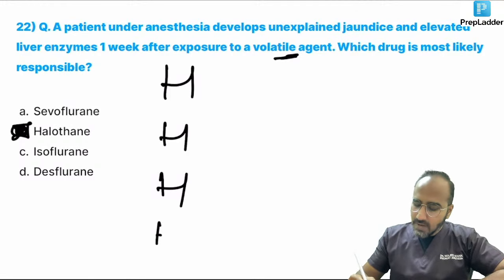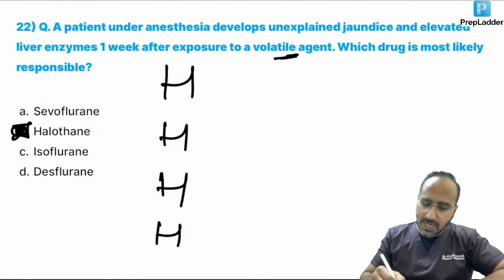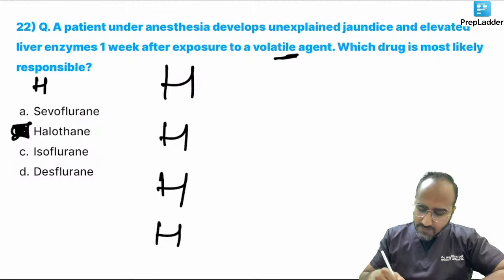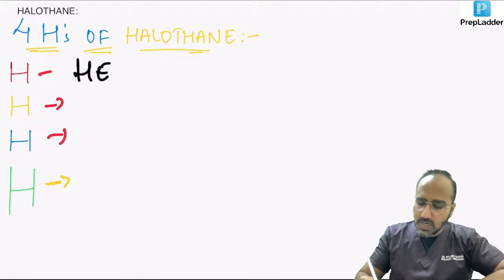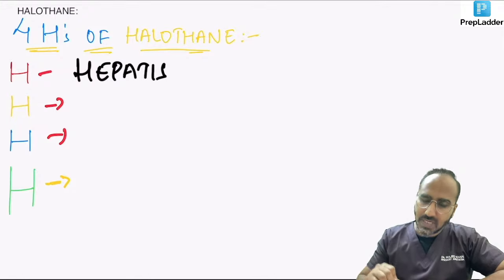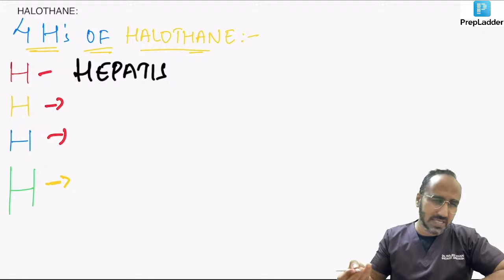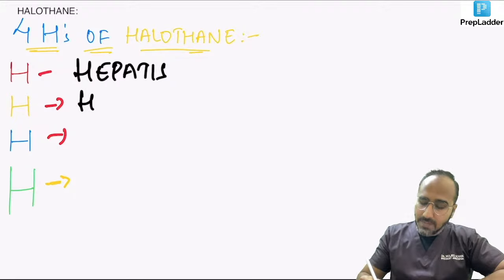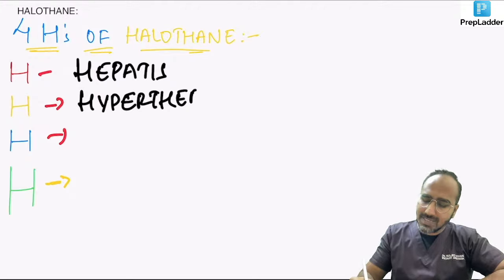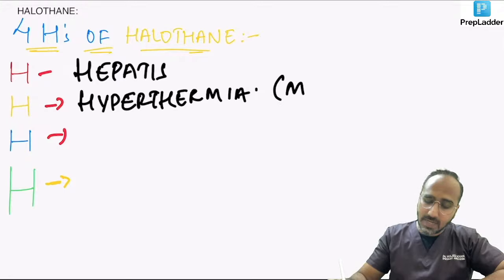4 H's. Whenever anyone is asking you about halothane, halothane starts with H. You have to remember the 4 H's of halothane. First H of halothane is what? Halothane will cause hepatitis. On repeated exposure to halothane, the patient will have halothane induced hepatitis. Next, hyperthermia. Which hyperthermia am I talking about, guys? Halothane is the inhalational agent that causes the maximum incidence of malignant hyperthermia.